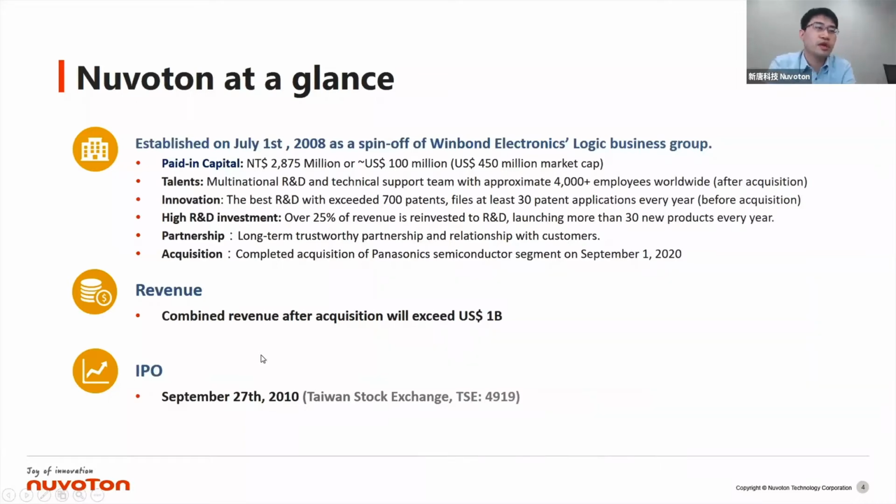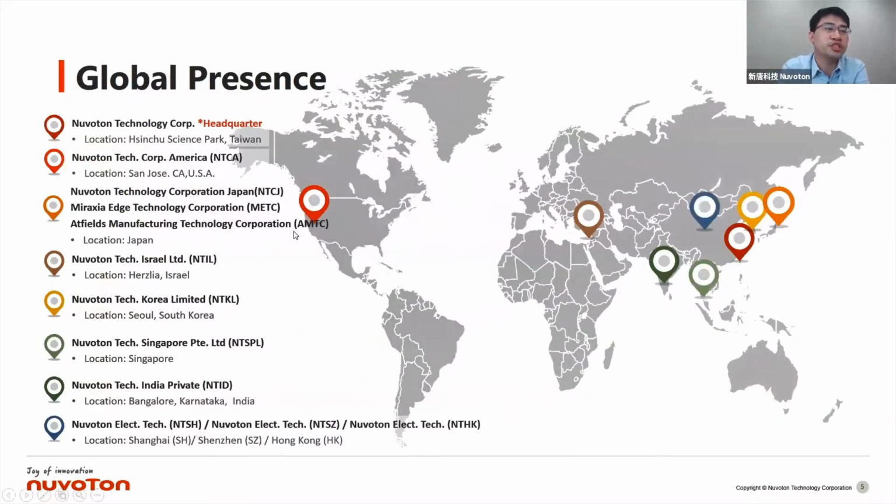Okay, and this slide shows our global presence. Our headquarters is in Hsinchu. And we have two R&D powerhouses in Silicon Valley and Israel. In Silicon Valley, we are more focused on mixed signal and DSP development, while in Israel, we are developing advanced security technology for the cloud computing market.